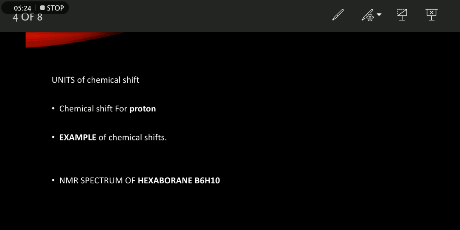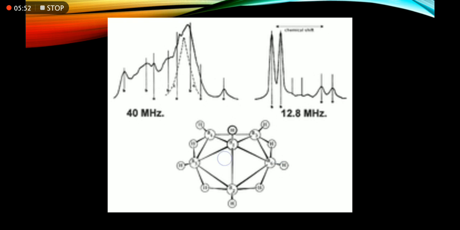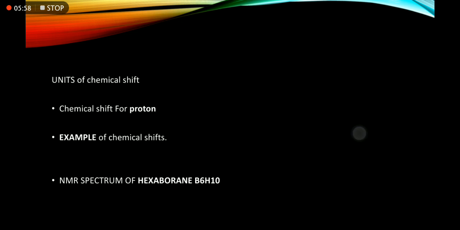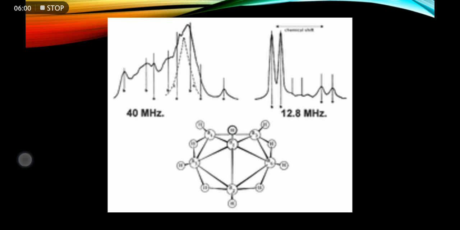The next point is about paramagnetic NMR spectroscopy. Paramagnetic NMR spectroscopy measurements are conducted on paramagnetic samples. The paramagnetism gives rise to diverse chemical shifts in H1 NMR spectroscopy. The chemical shift range goes up to thousands of parts per million. This is an example of hexaborane, B6H10.